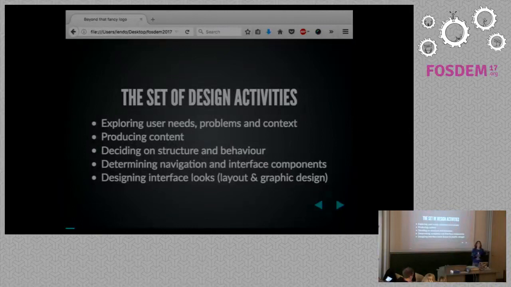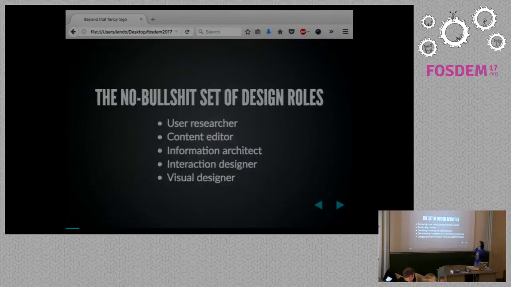Now, designing software is not just a single thing. It is a set of activities, and these are they. You need to explore the user's needs, their problems, and the context in which you're using your software. You have to produce the content in that software, decide on the structure and behavior, determining the navigation and the interface components, and designing how the interface looks like, its layout and graphic design.